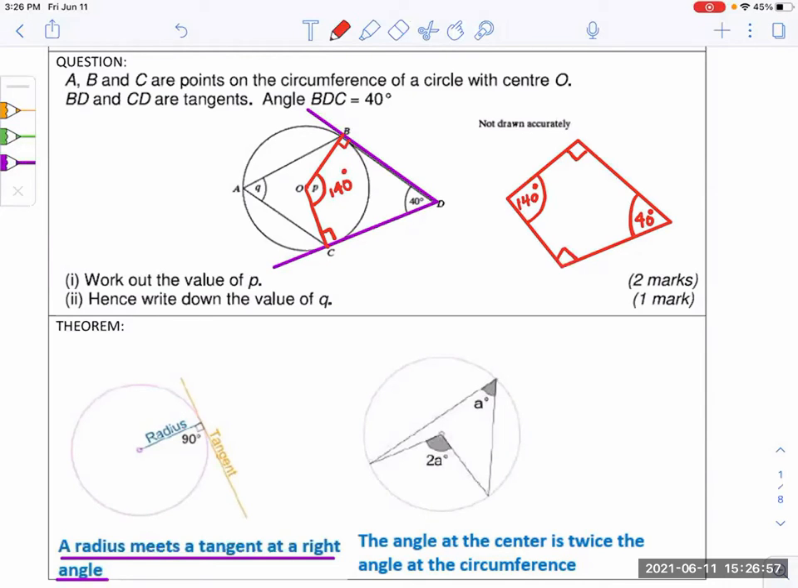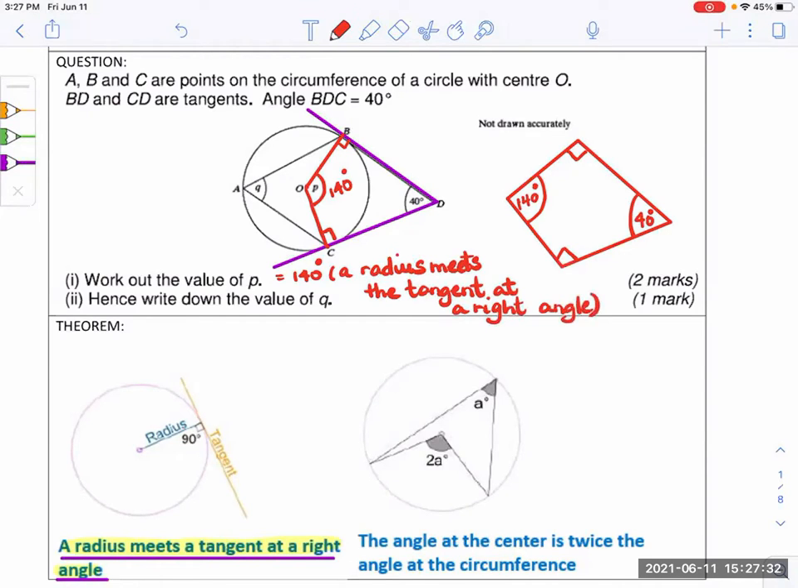Yes, miss. Right. So that was this theorem that I have in yellow here. So the reason why P is 140, and you have to state the reason, is that a radius meets the tangent at a right angle. So that is the reason.